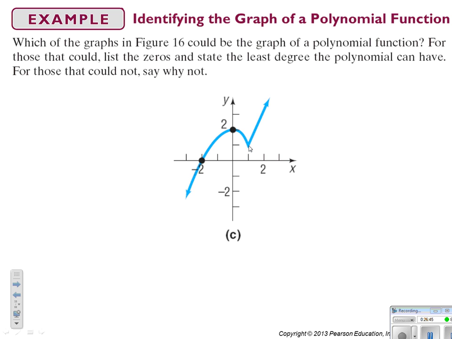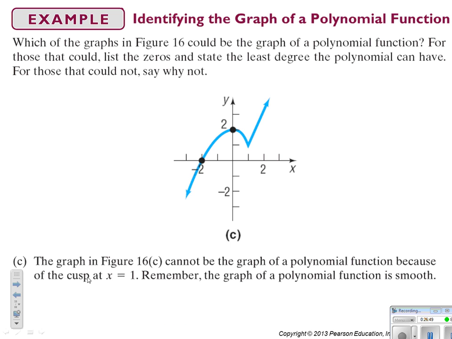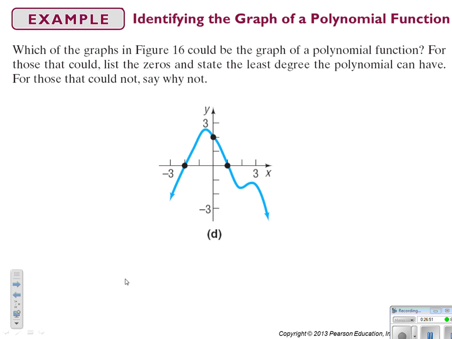This guy, function or no function? No function. He's got a corner. That's not a cusp. So, function or no function? Function. And let's do it based on turning points and not roots. So we have 1, 2, 3 turning points. So how many roots? 4.